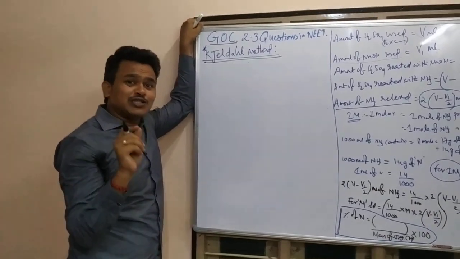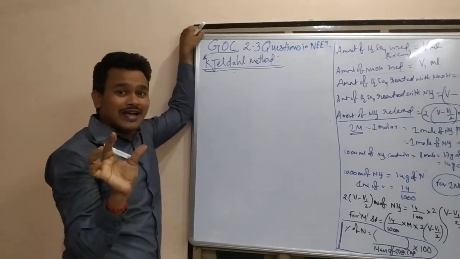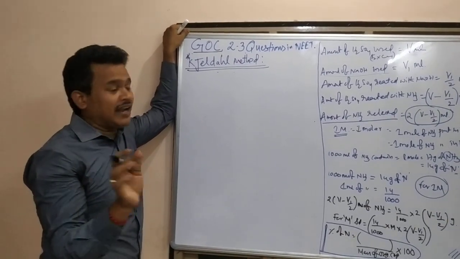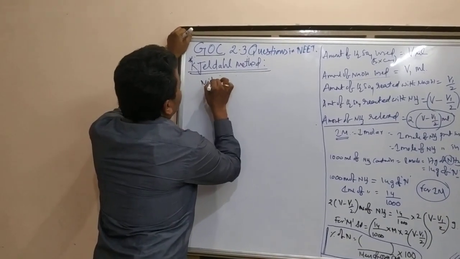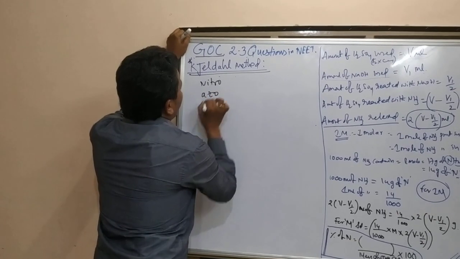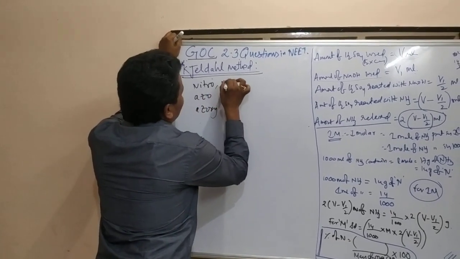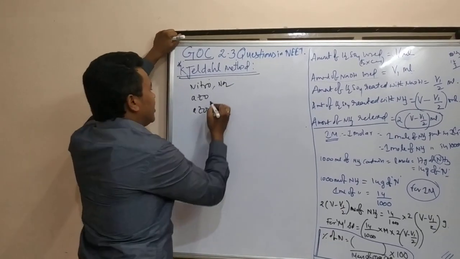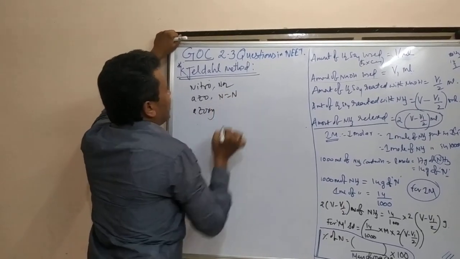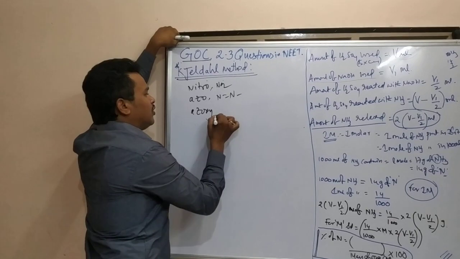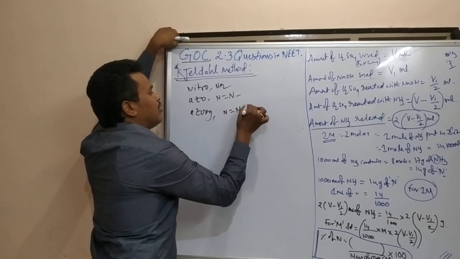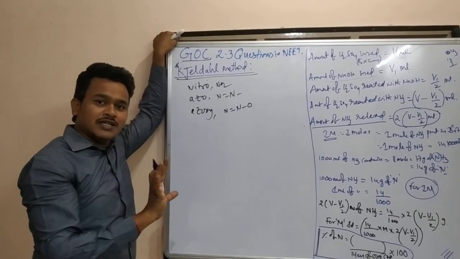And this method is not applicable to compounds containing a nitro group, azo group, or azoxy group. Nitro means the NO2 group is there, so this method is not allowed. Azo, N double bond N, this type of group is also not allowed. And azoxy, N double bond N and O, if this group is there, it is not allowed.